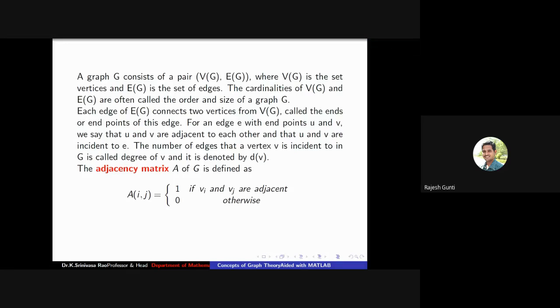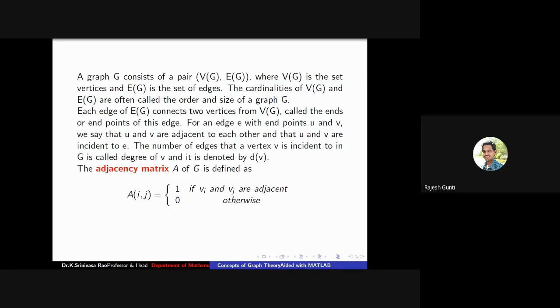According to discrete mathematics, a graph G consists of a pair V(G) and E(G), where V(G) is the set of vertices and E(G) is the set of edges. The cardinalities of V(G) and E(G) are often called the order and size of the graph.